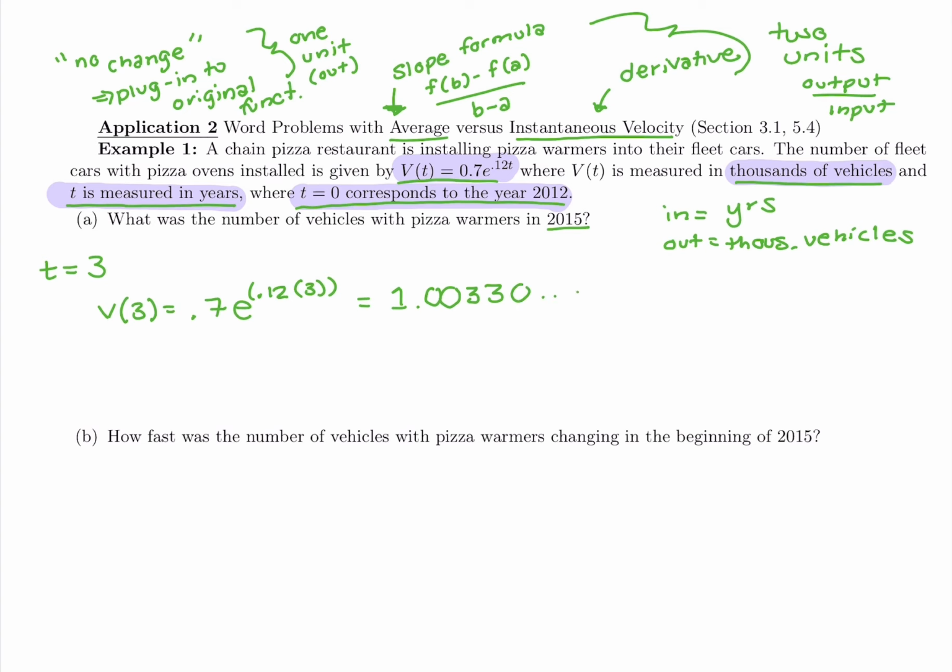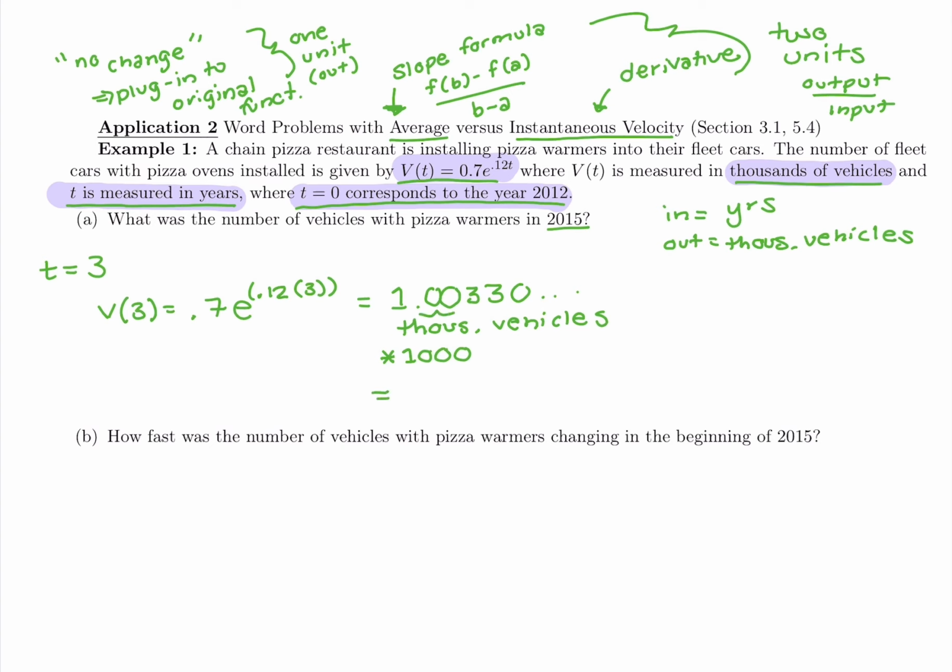What are our units here? We plugged in years, the third year of installing pizza warmers, and we're getting out thousands of vehicles. So this is 1.0033 thousand vehicles. I think it's actually easier to think about this if you multiply it out by 1,000.